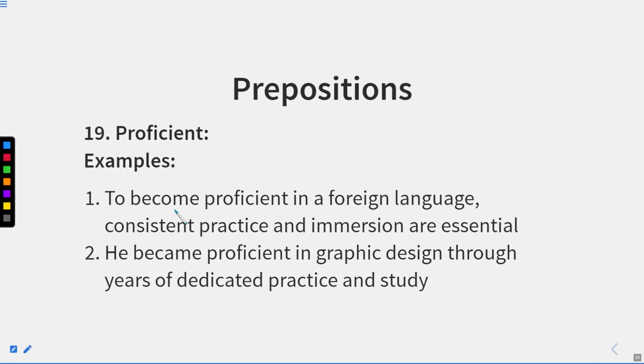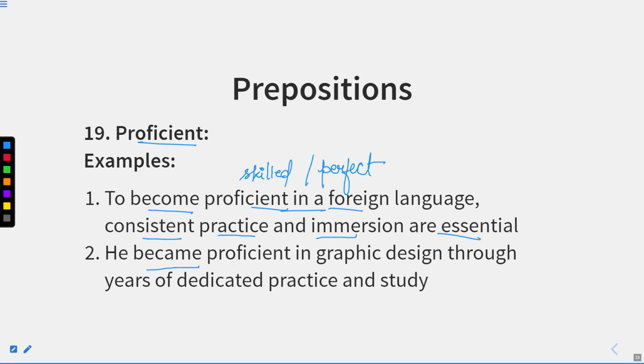Now this will be the last one, that is proficient. So proficient again means when we are skilled in doing something. To become proficient in a foreign language, consistent practice and immersion are essential. So this is how we can be proficient in, it means skilled, or we can practice it more and more, or proficient means perfect. Now let us move to the next one.